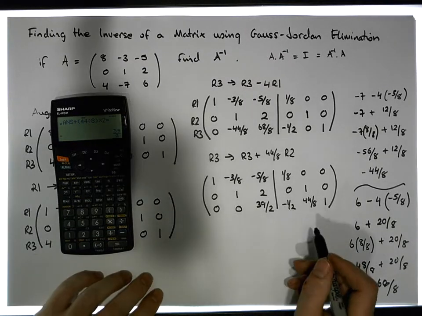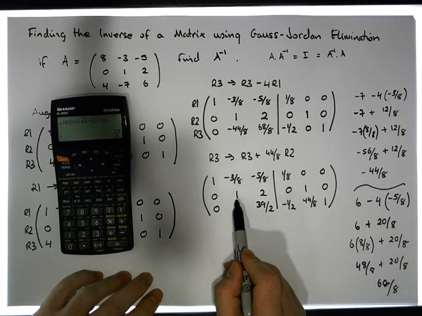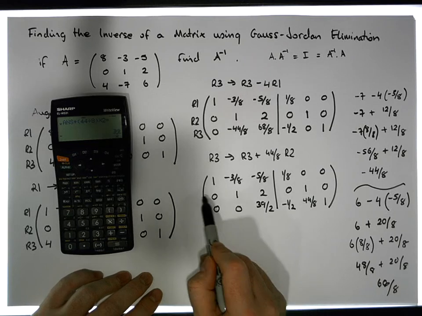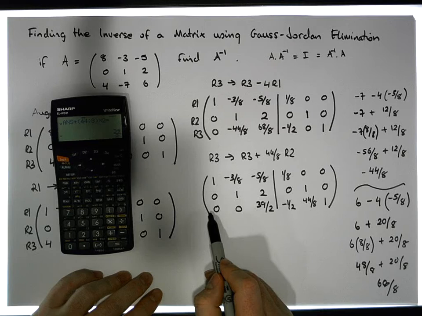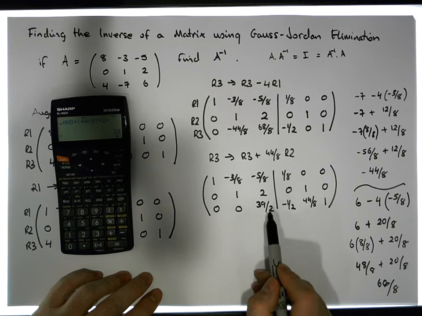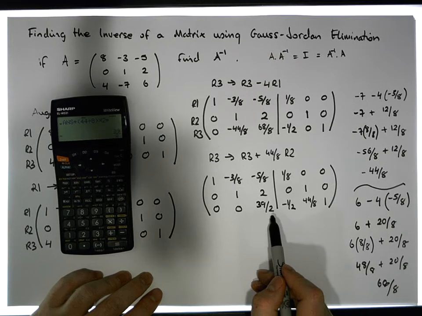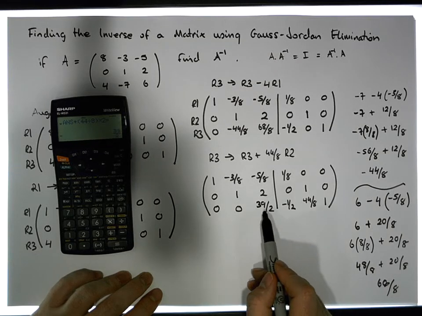So now that we've converted everything below the second pivot to a 0, we proceed onto the third row, the third entry, and we convert this particular entry into a 1. Now, how do I convert 39 halves into a 1? Well, I multiply it by 2 39ths.